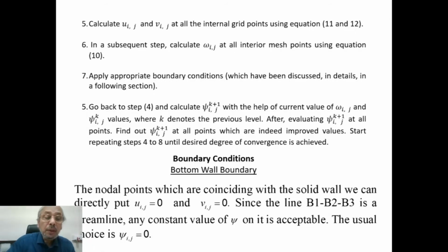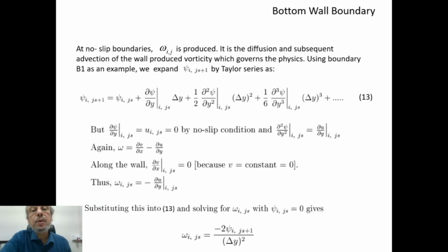So we can directly put Uij equal to 0, Vij equal to 0. Since the line B1, B2, B3 is a streamline, any constant value of psi on it is acceptable. The usual choice is psi ij equal to 0. So I have discussed the boundary conditions on U, V and psi. Now we'll discuss the boundary condition on omega, on the bottom wall.